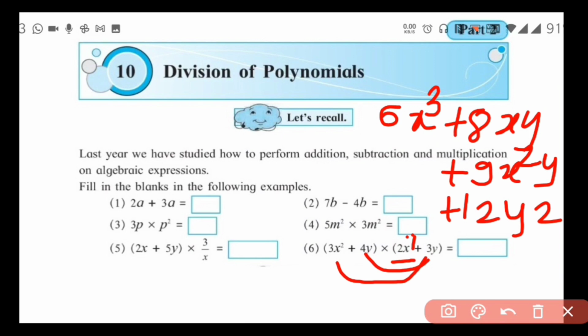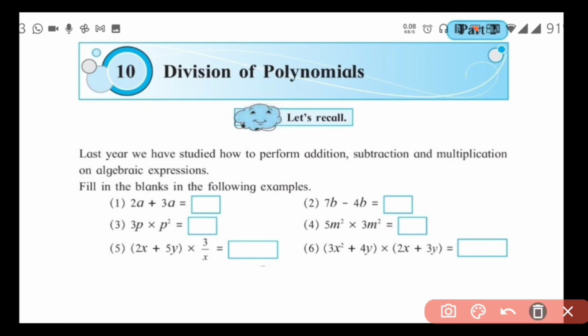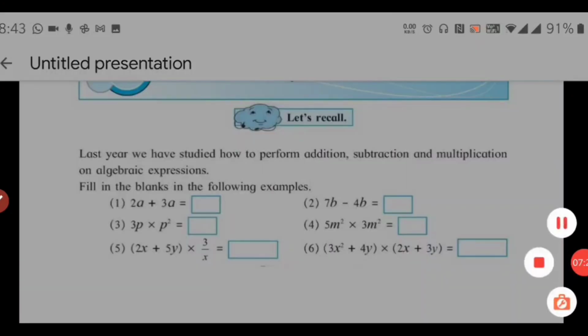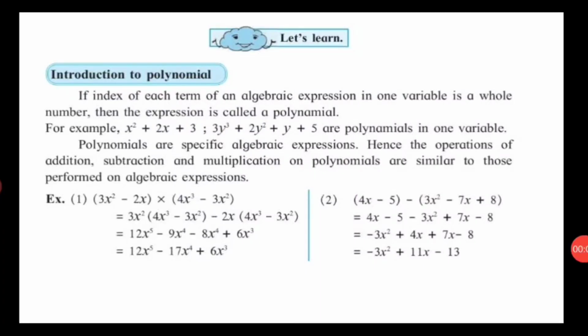Now this year we are going to solve the division of polynomial. So let's learn what is polynomial. Introduction to polynomial. If the index of each term of an algebraic expression in one variable is a whole number, then the expression is called a polynomial.